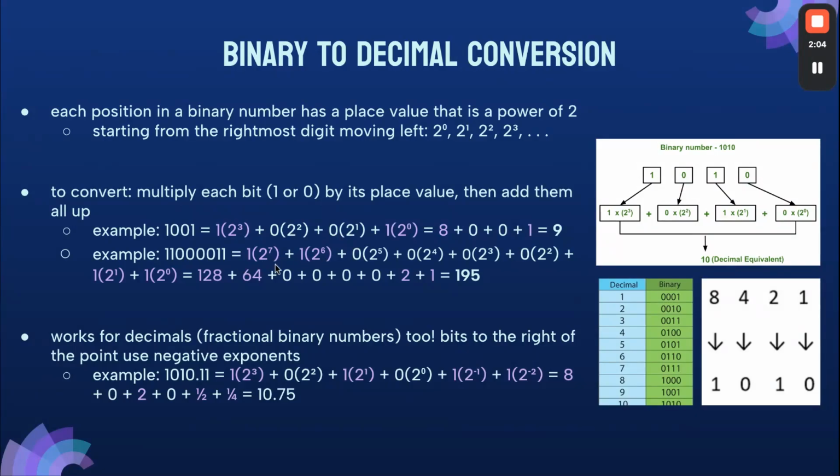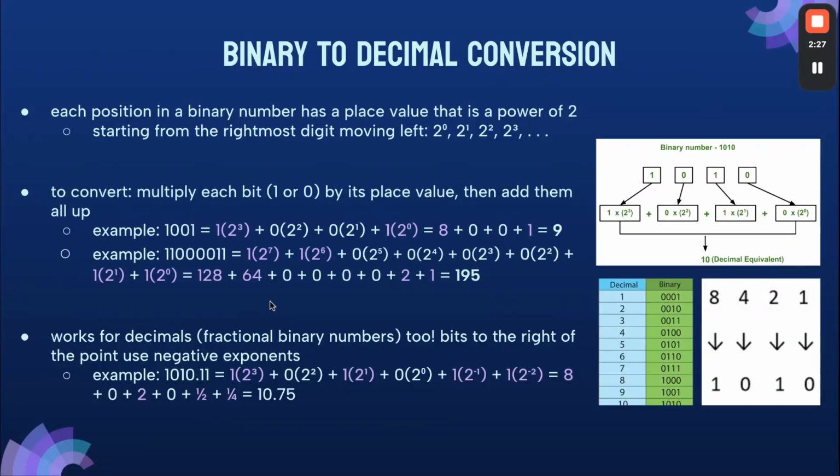Here you can see that we're going all the way to 2 to the 7th because that's how long this number is. And again, the zeros don't really mean anything. They're not adding value, but it's good to just write them down so you know that the place values are there. And here we get 195 after doing that.